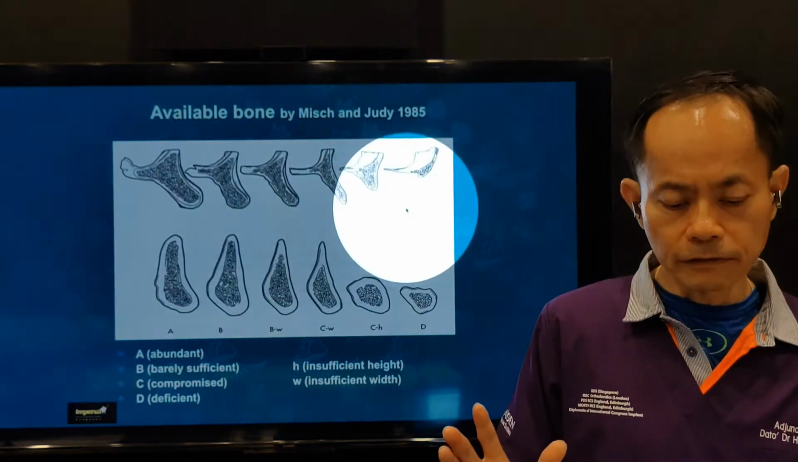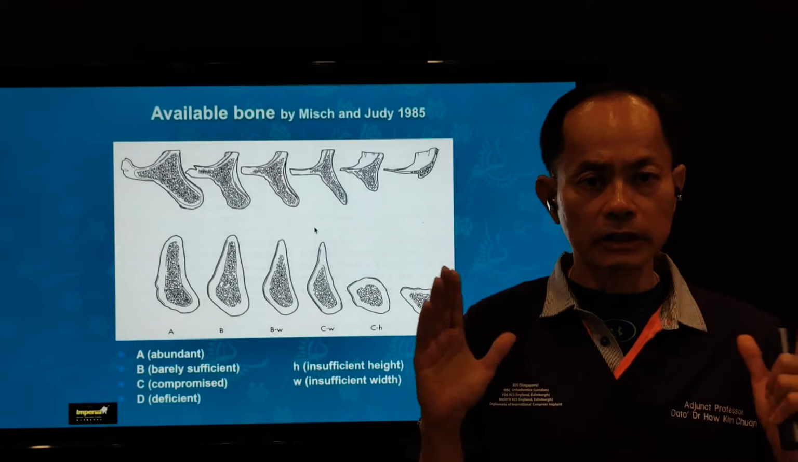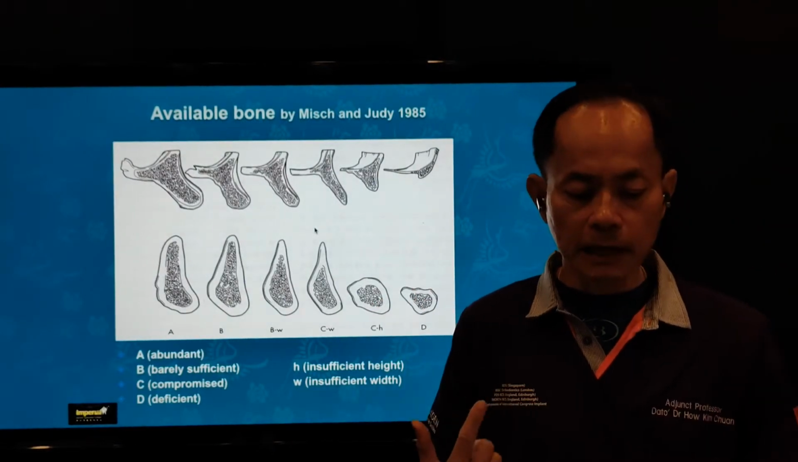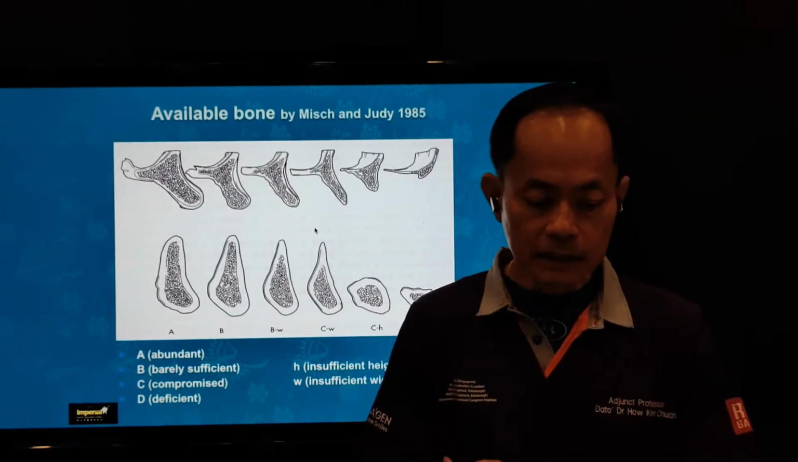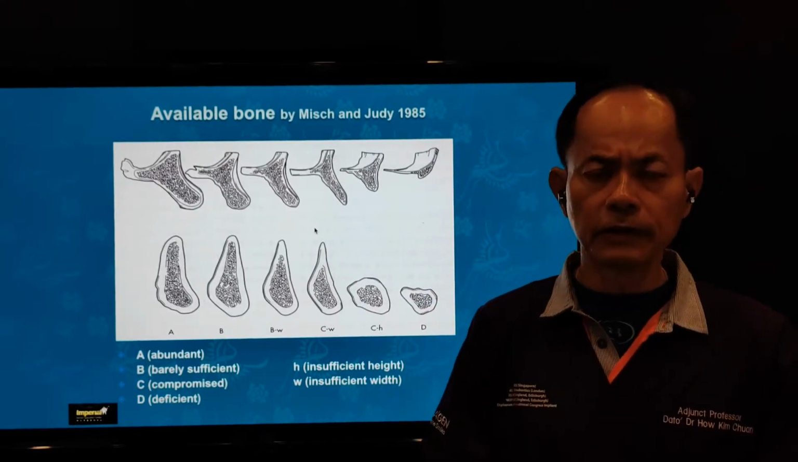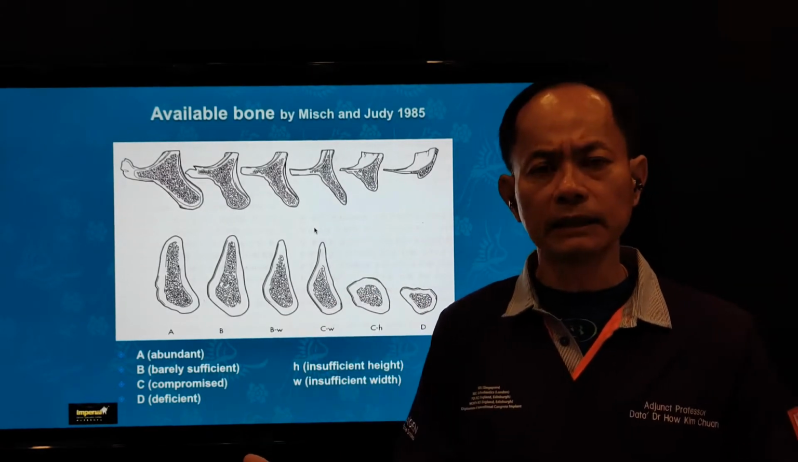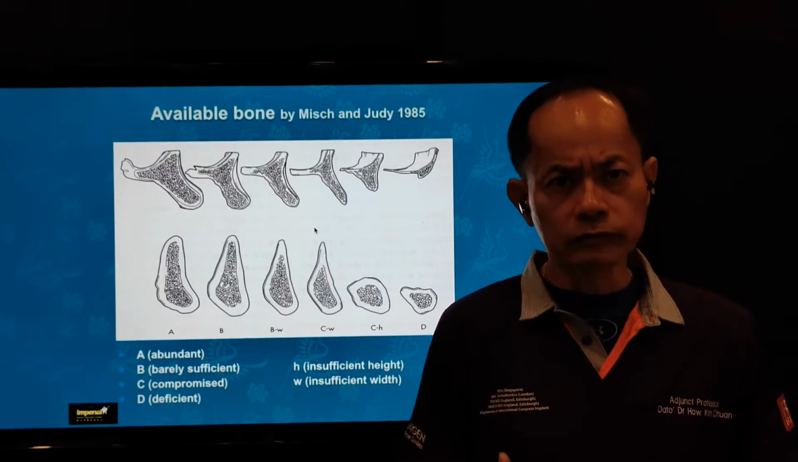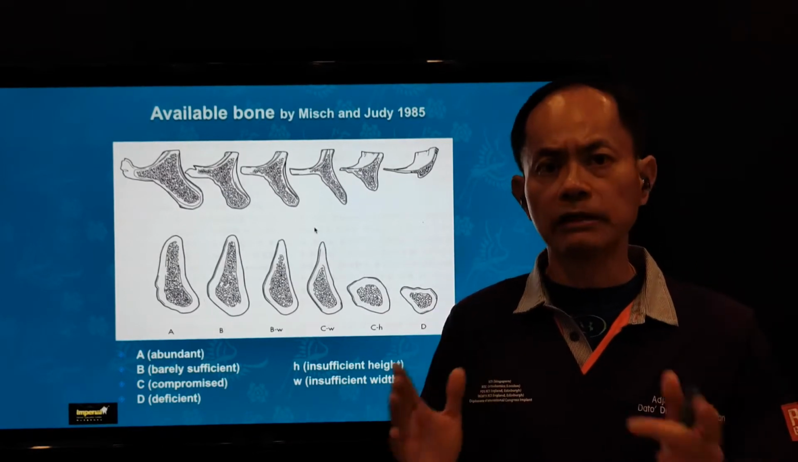So we know that this is the bone resorption pattern, published by Talmish and Judy in 1985. This gives us an overview of our bone resorption pattern, and how we plan whether we need to do a bone graft or not.